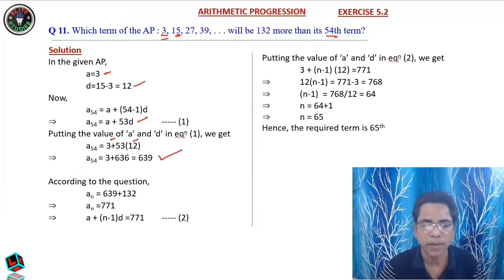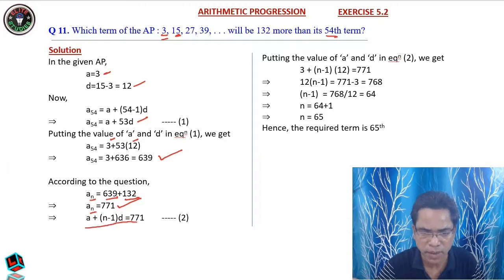Okay. Now according to the question, we have to find AN, which means the value of the nth term. Which term will be 132 more than the 54th term? The 54th term is 639. You add it, so AN is equal to 771. This means we need to find which term of the AP will be 771.